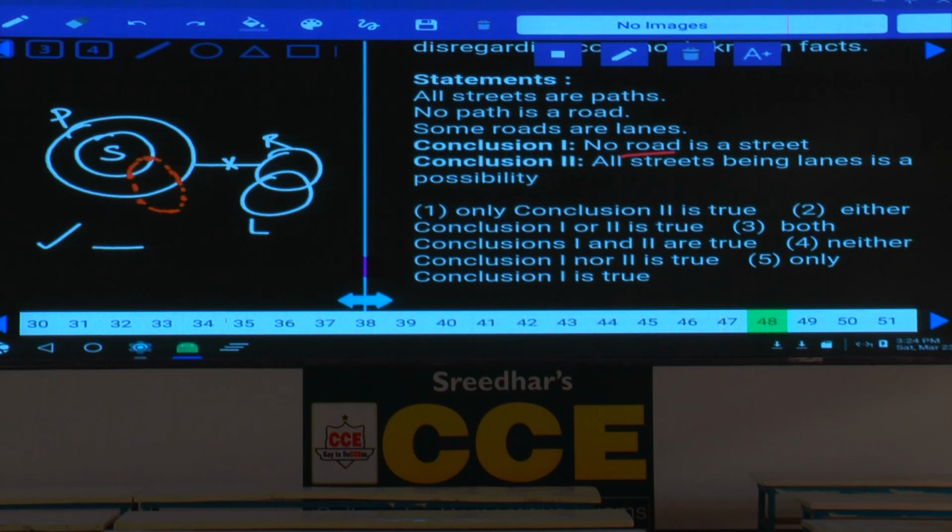If you draw the road like this, then only "no road is a street" will become false. But if you draw it like this, then "no path is a road" will become false. Statement invalid, an alternate diagram cannot be drawn, hence this will be true forever.